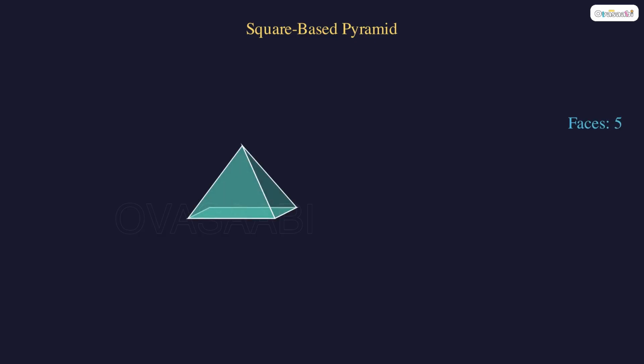Now let's try a square pyramid, like the pyramids of Egypt. Count the faces. 1 square base plus 4 triangles, giving 5 faces. It has 8 edges and 5 vertices.